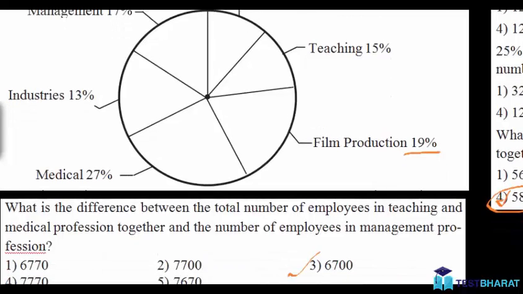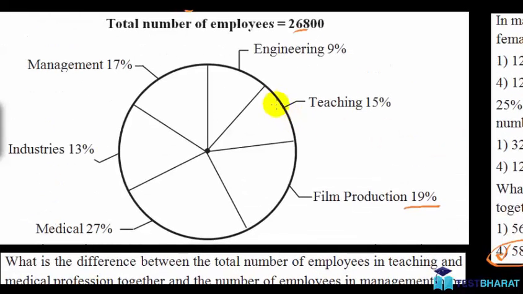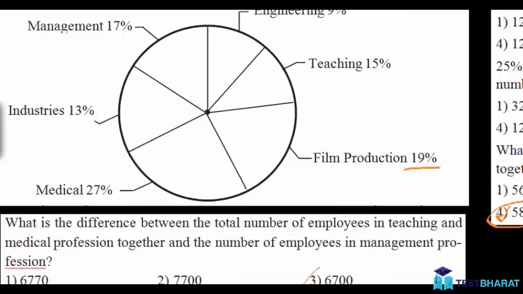Let's look at one more problem. What is the difference between the total number of employees in teaching and medical profession together and the number of employees in management profession? So we need to add first teaching and medical. So this is 27 plus 15, 42. Then the number of employees in management profession. So we have to subtract the number of employees from management. So this is 17. 42 minus 17 is 25.